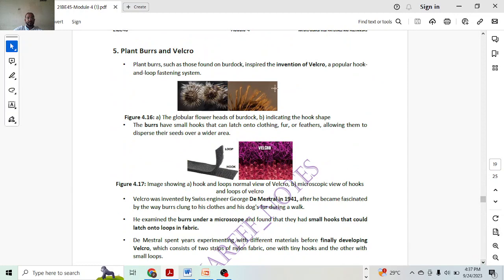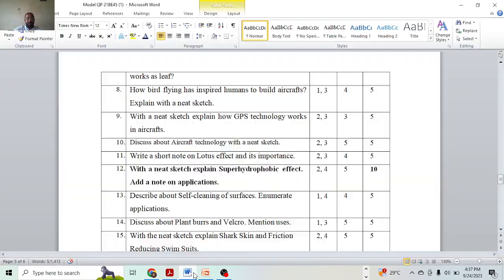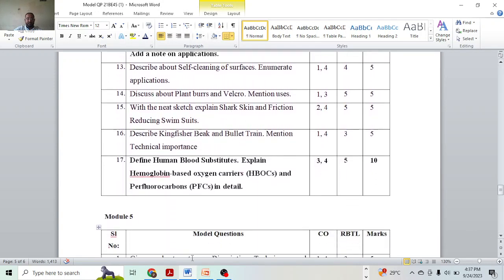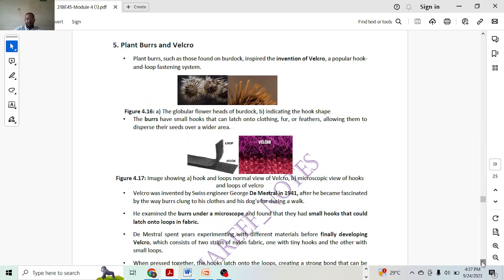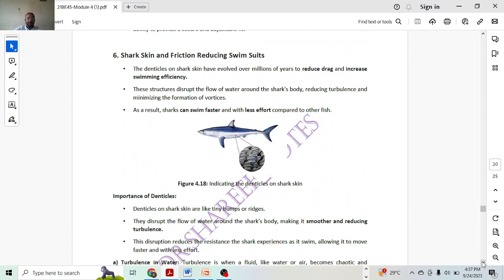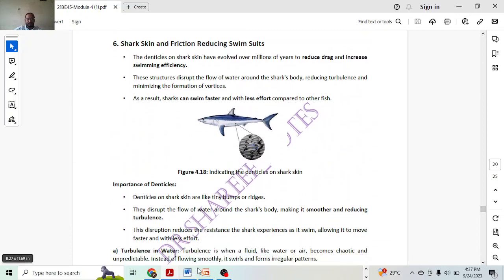Next, we have plant burrs and Velcro. For plant burrs and Velcro, you can just say that both have the same thing. So you explain everything, you will get 4 marks, mention uses, that might get you 1 or 2 marks. Okay, next, with the same things, shark skin or friction reducing swimsuits.